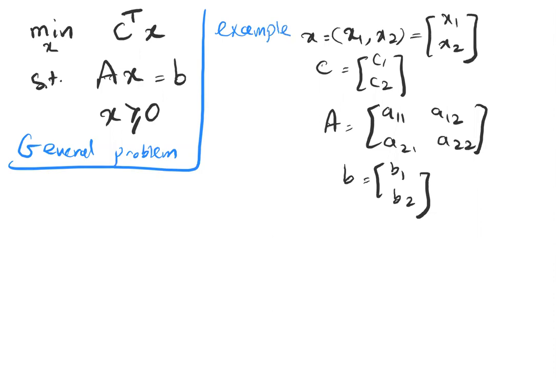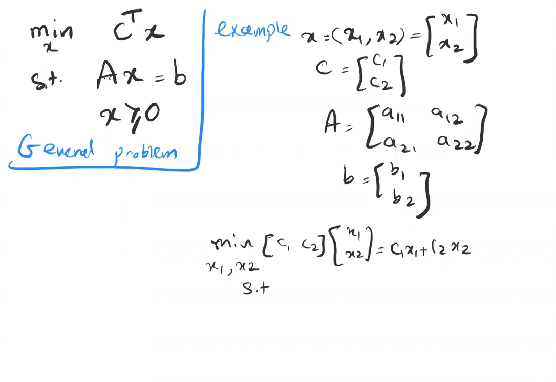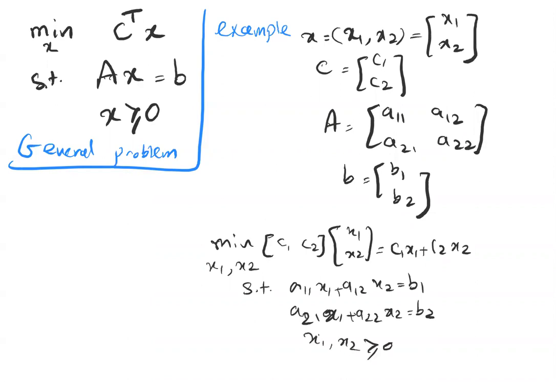All right. For our example, we are going to have minimizing C transpose, which is C1, C2 multiplied by X1, X2, which is C1 X1 plus C2 X2. X1 and X2 are our variables subject to A11 X1 plus A12 X2 is equal to B1, A21 X1 plus A22 X2 is equal to B2. And also X1 and X2 are positive.